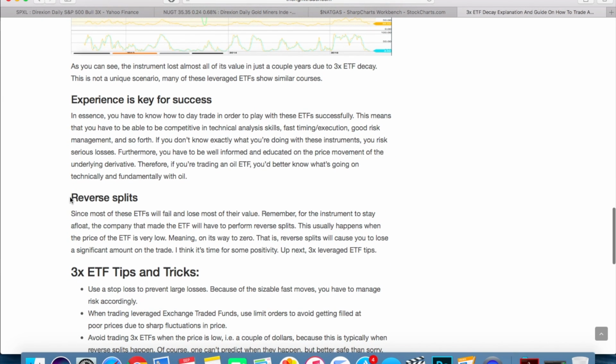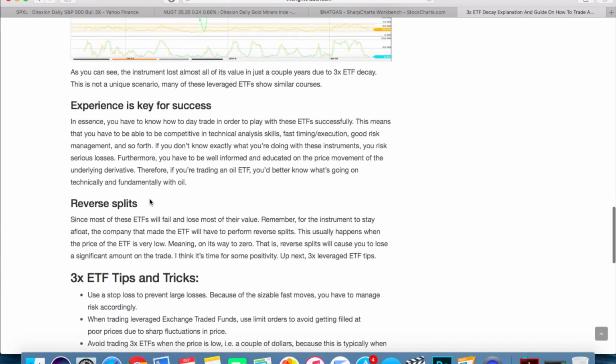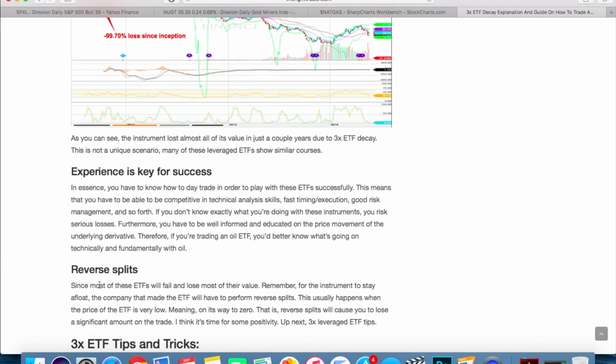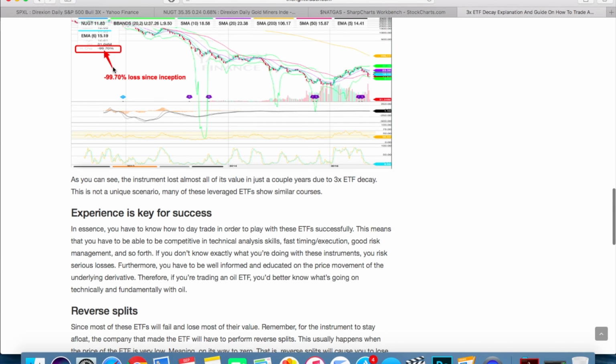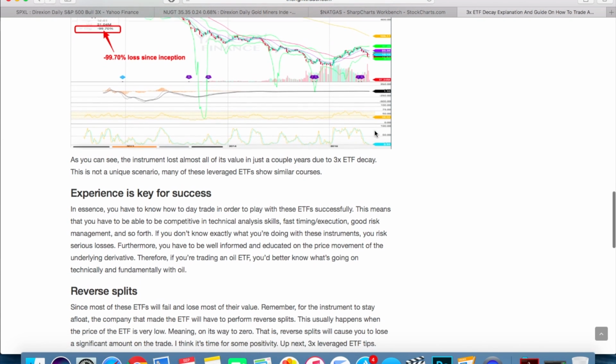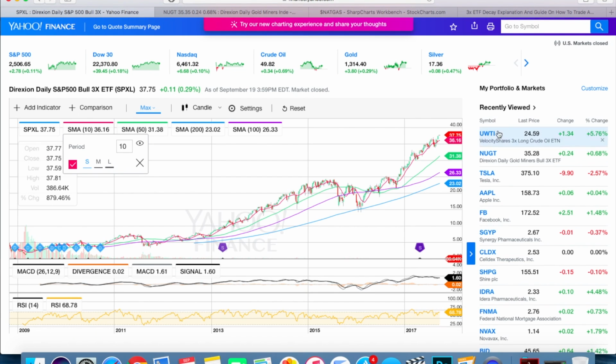going back to what I mentioned before, the reverse splits, right? This is also a pretty dangerous downside of these 3 times ETFs. Like I said, since they always move downwards and approach zero, what you'll see happen is that some of these will, let me see here, I think I pulled one up just before.